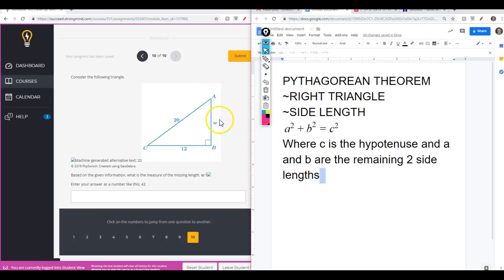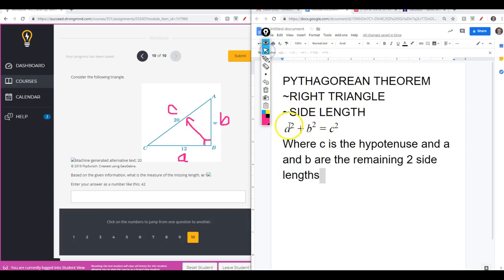We are finding a missing side length, so we can use the Pythagorean theorem, which is a squared plus b squared equals c squared, where c is the hypotenuse and a and b are the remaining two side lengths. The hypotenuse is always across from the 90-degree angle, so this is going to be our labeled C side length, and then A and B.